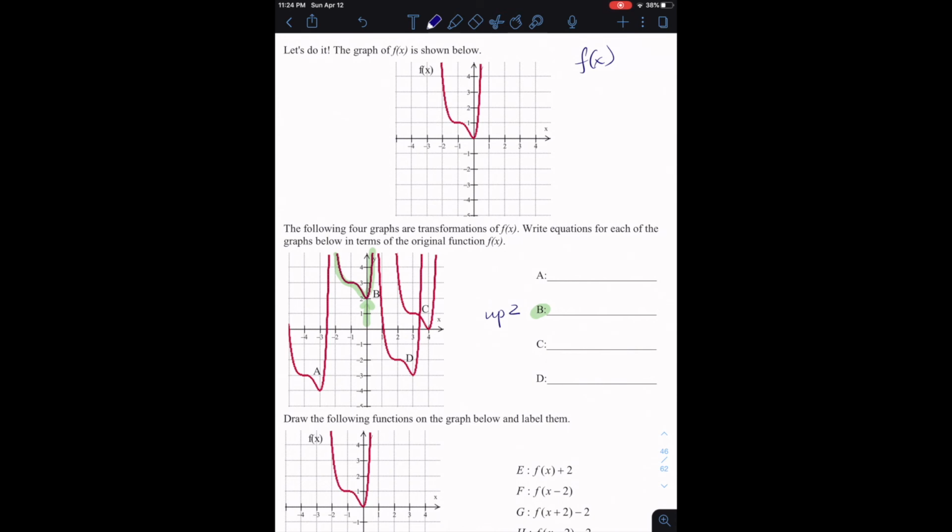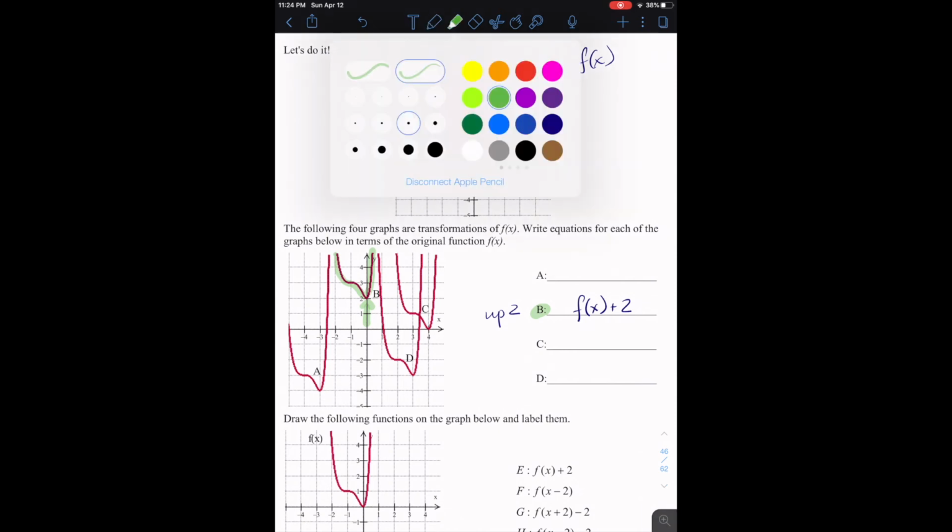Up 2 to get b? So what we would have done is we would have taken b and whatever value we got, taken f of x and whatever value we got, we would have added 2 to it. Right, so it would be f of x, whatever that value was, we would have added 2 to it. Okay, let's try finding another one.